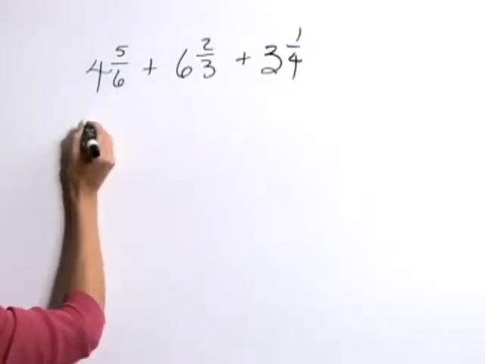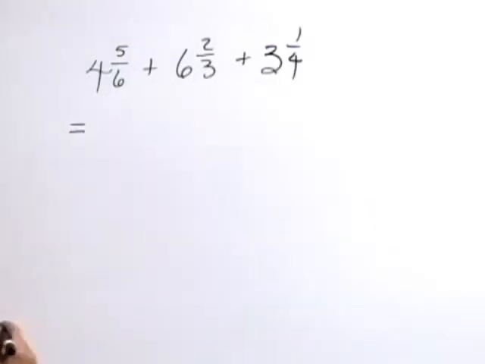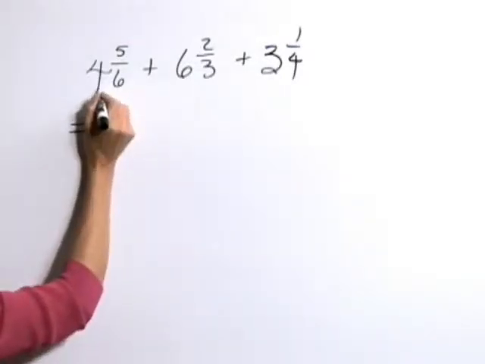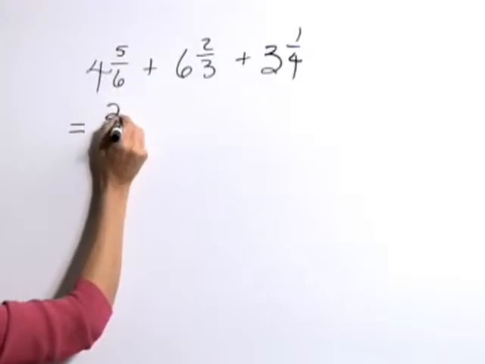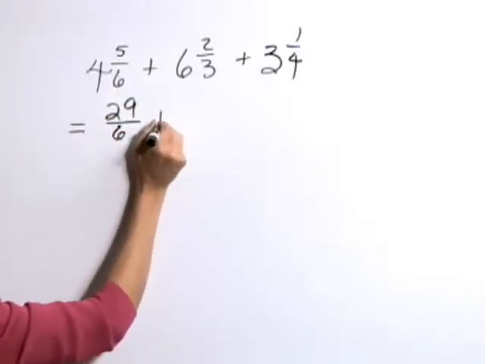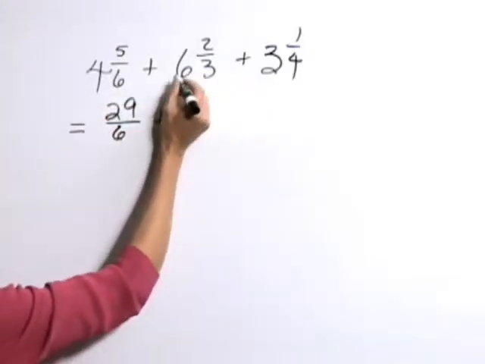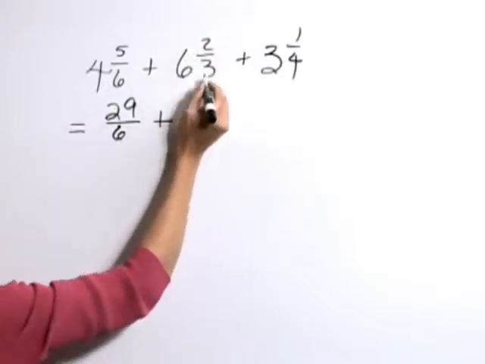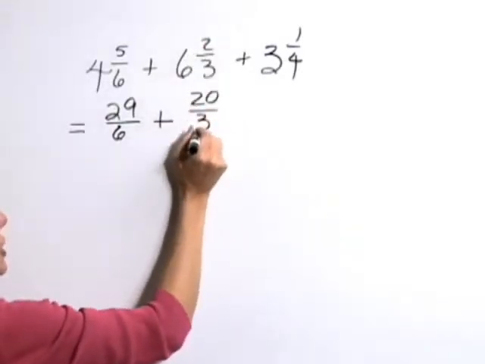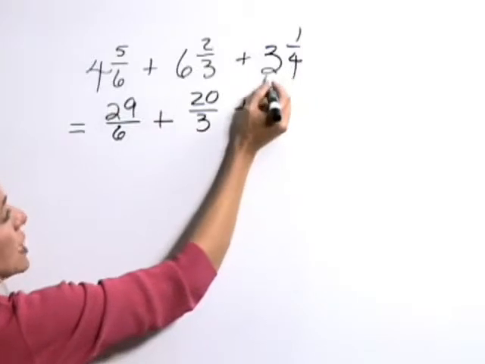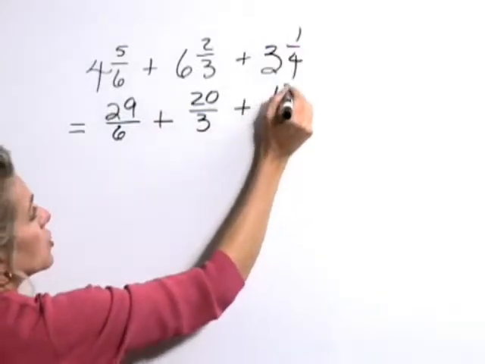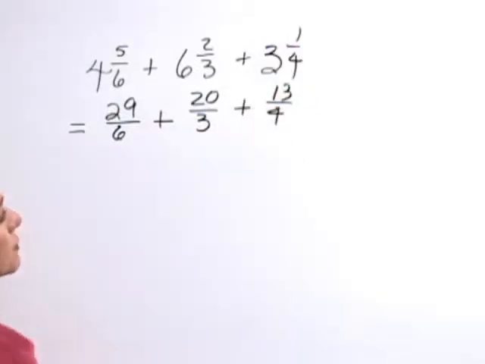Okay, to add these three mixed fractions together, we'll first of all convert them to improper fractions. 6 times 4 is 24, plus 5 is 29, so 29 over 6, plus 3 times 6 is 18, plus 2 is 20, 20 over 3, plus 4 times 3 is 12, plus 1 is 13, 13 over 4.